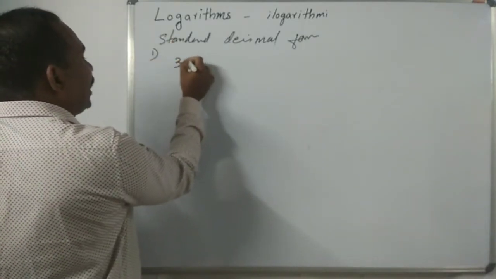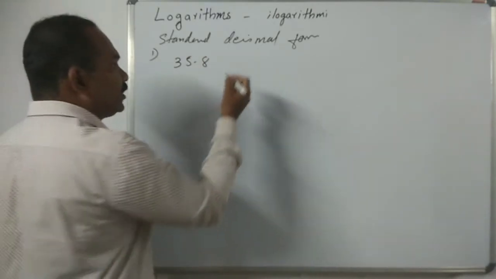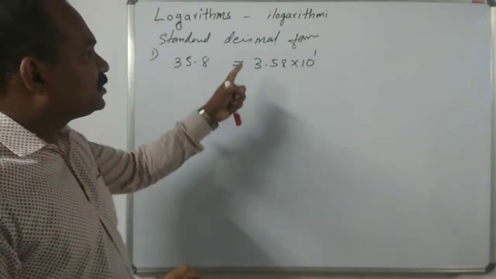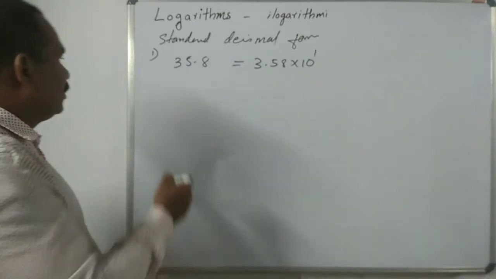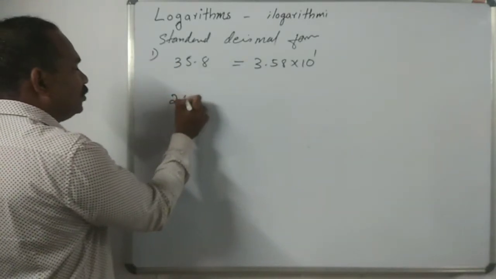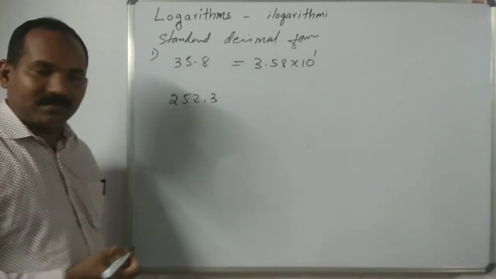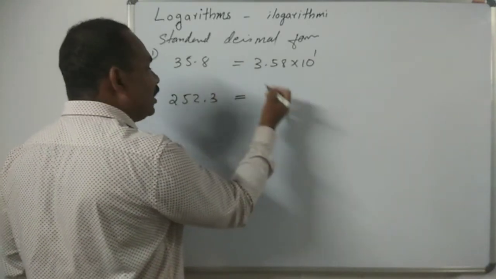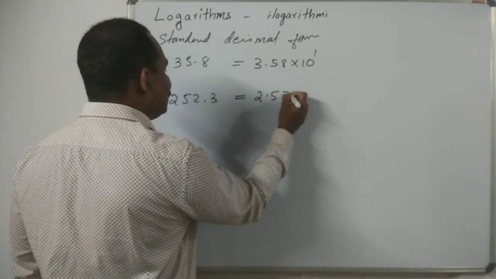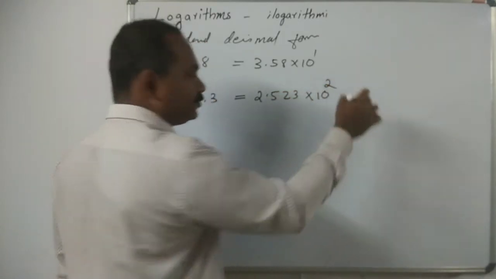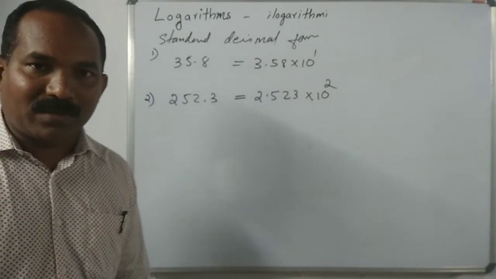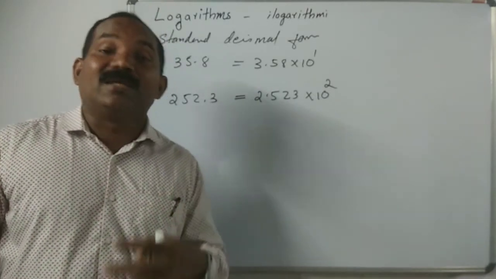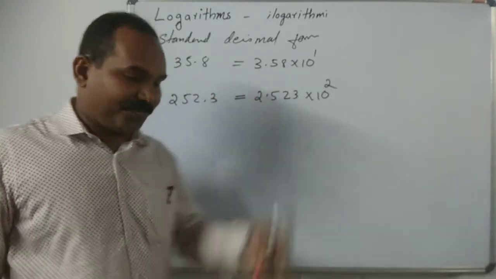First one, 35.8. It can be written as 3.58 into 10 raised to 1. This is the standard decimal form. Then next is 252.3. For that, 2.523 into 10 raised to 2. Clear? We have to write any positive number in the standard decimal form.